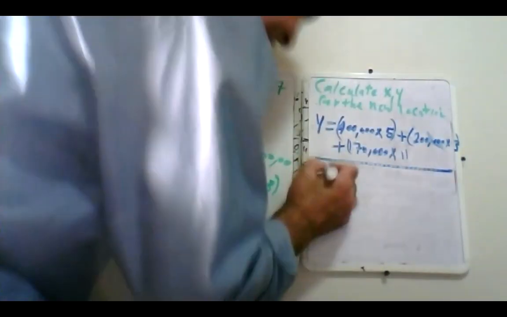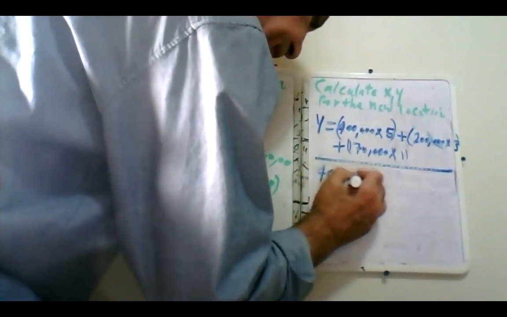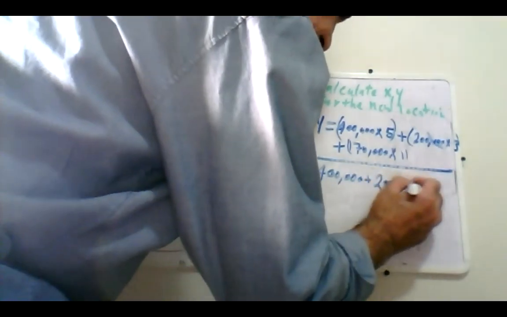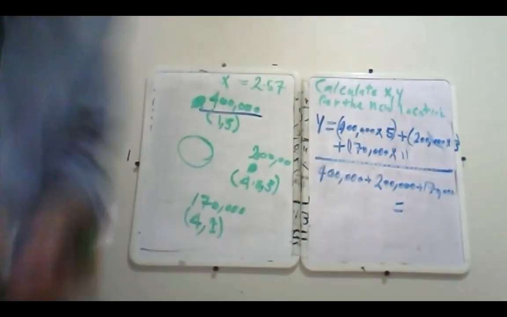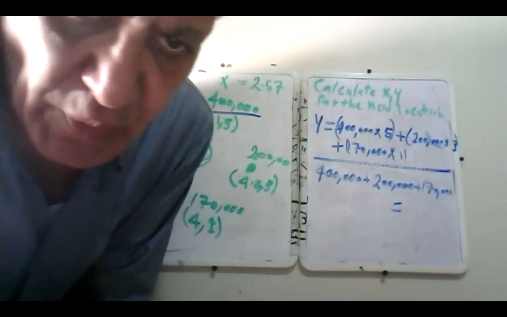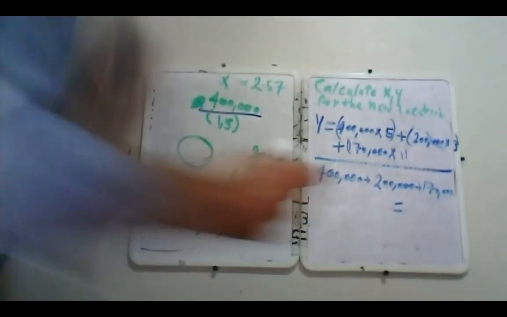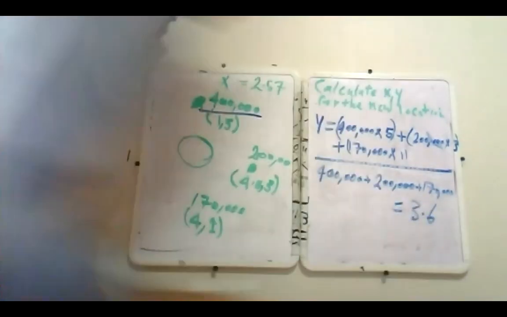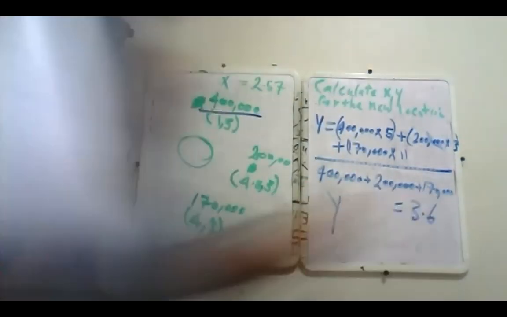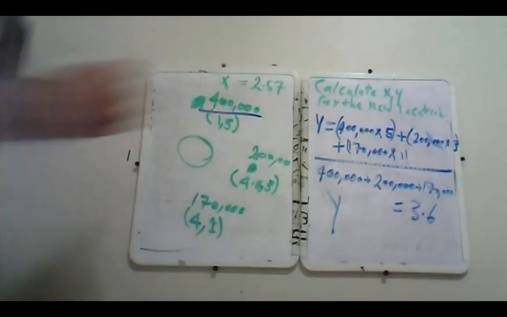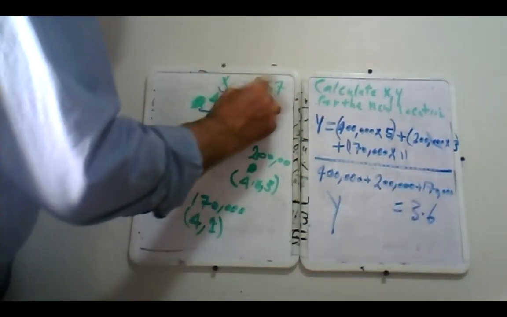All this is divided, like we did there, by 400,000 plus 200,000 plus 170,000. That will come to 3.6 for point y. Then the prospective y will be 3.6.